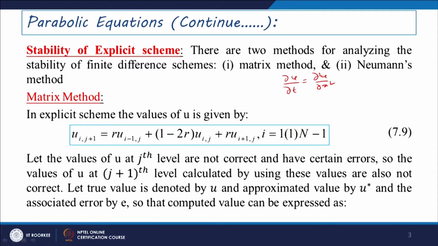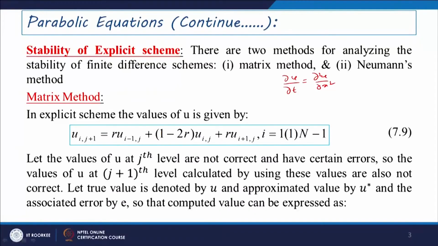scheme in the form u i, j plus 1 equals r u i minus 1, j plus 1 minus 2 r u i j plus r u i plus 1, j, where i varies from 1 to n minus 1, and we are computing these values at the j plus 1th level. So the values at i minus 1, j, i j and i plus 1, j should be known to us here.